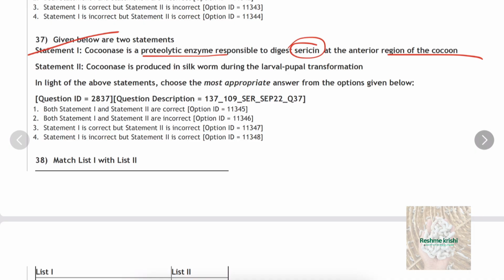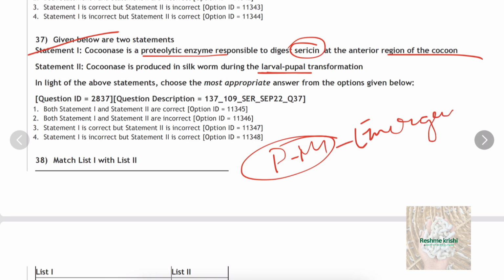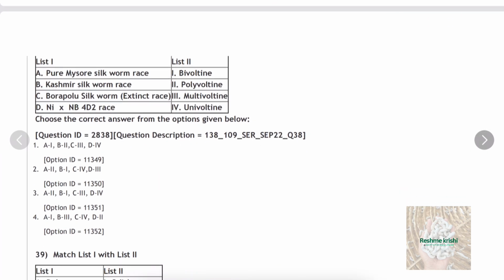Cocoonase is produced in silkworm during the larval-pupal transformation. No. What will it do during the larval-pupal transformation? It is pupal to moth transformation. So it will be emergence. During the emergence it will be secreted, right? So this particular statement is wrong. So statement 1 is correct, statement 2 is incorrect. True? Okay. Again, match the following: A, B, C, D.